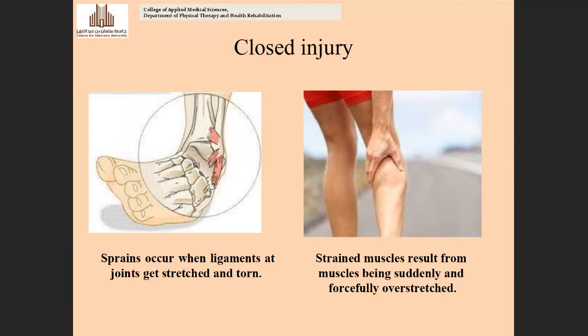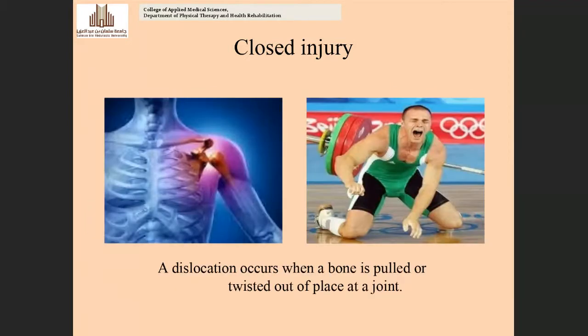Next, I will show you some of the important ones, which will give some idea about the closed injuries. The first one, the sprains, occurs when the ligaments get stretched. You can see this is a sprain of the ankle joint. In the second picture, there is a muscle pull, or you can say muscle strain, of the calf muscle, because of continuous or forcefully overstretching. This is also a common problem that you face.